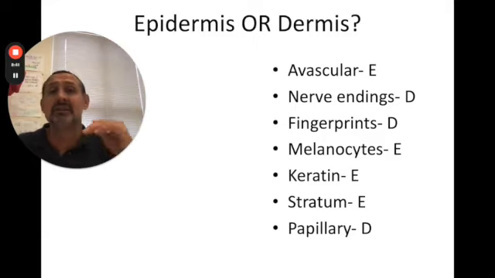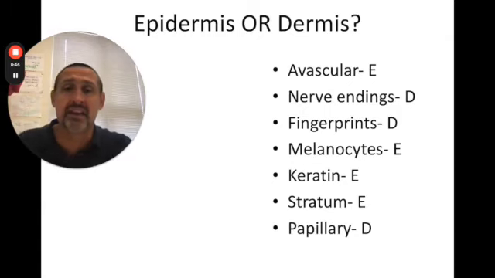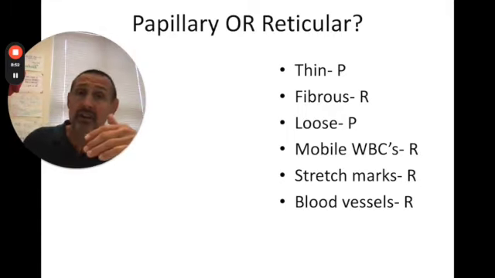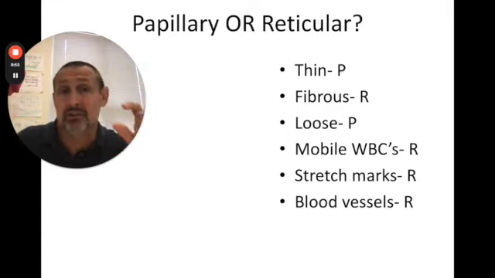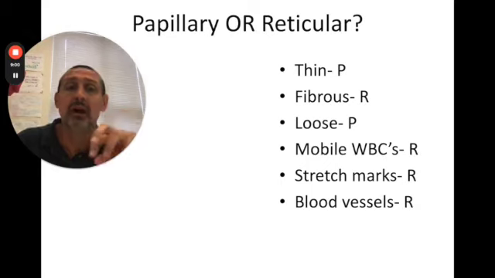Stratum means layer. So layers are going to have to deal with your epidermis, and papillary is one of the categories of the dermal layers. So papillary is one category, reticular is the other. The papillary is much thinner. Fibrous is going to be more reticular fibers. Loose is going to be more papillary. White blood cells moving through it is reticular.